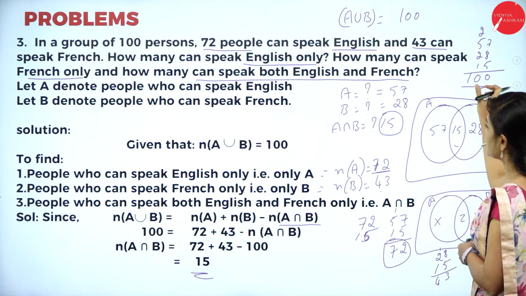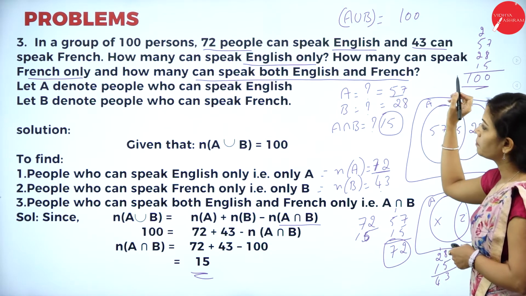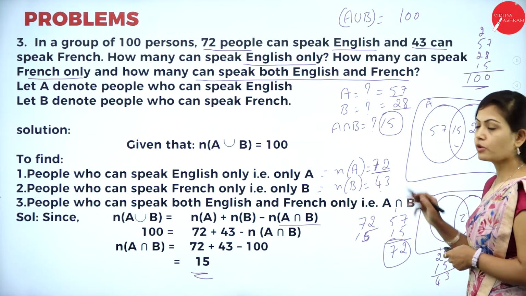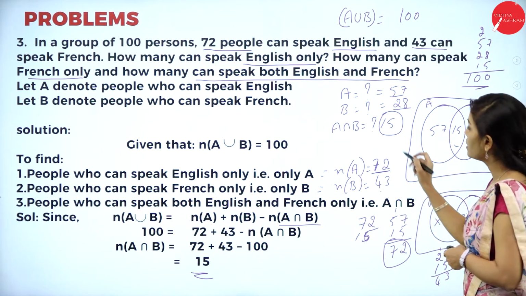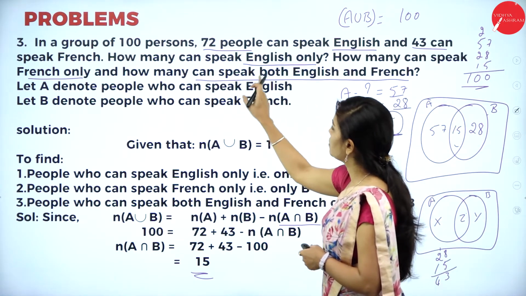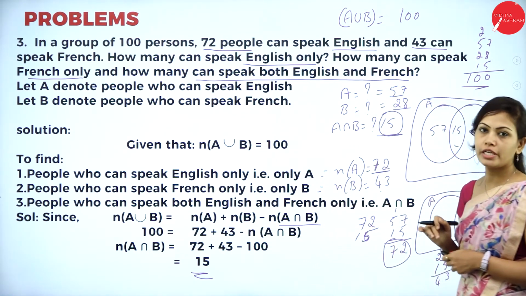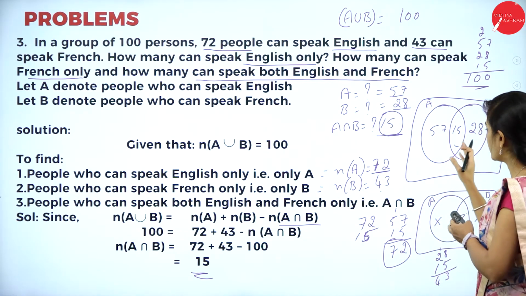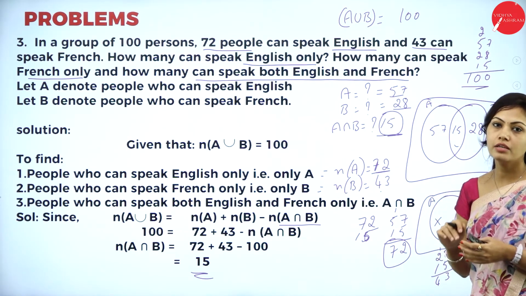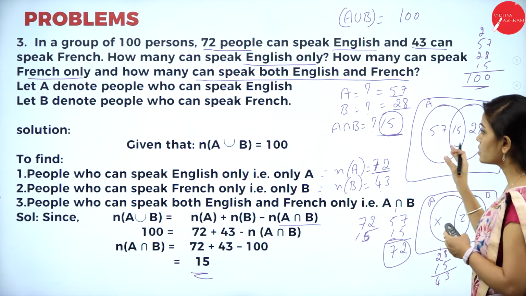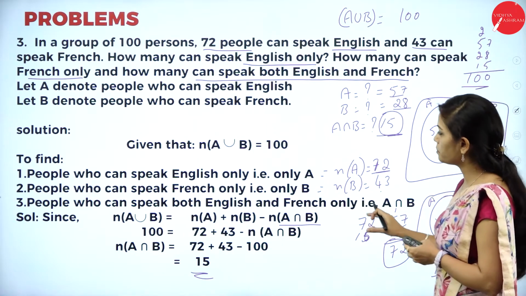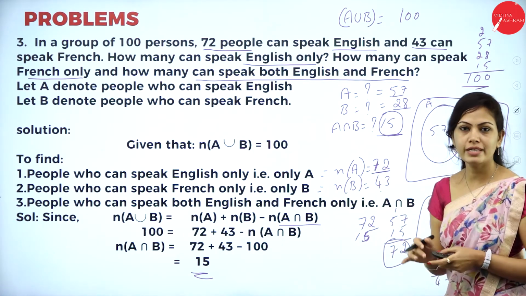Out of 100 persons, 57 people can speak English only and 28 people can speak French only and 15 people can speak both English and French. So totally we have 100 persons. So using this method, easily you can draw a Venn diagram. So this is only for two elements I am explaining. This is a simple concept for drawing a Venn diagram.